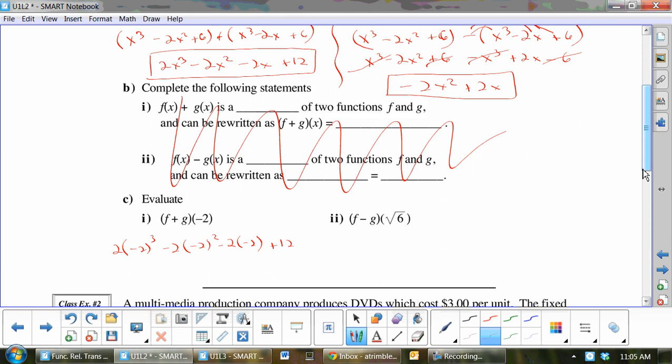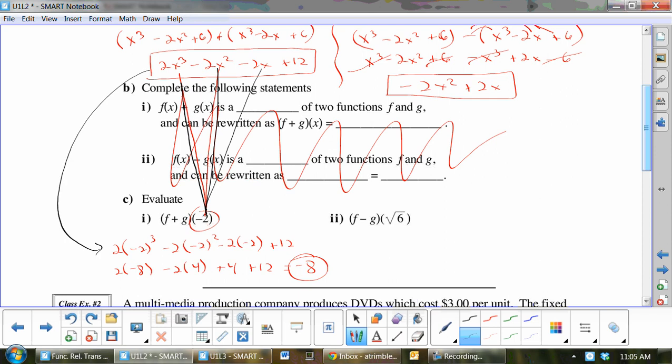That negative 2 squared, because this is supposed to be 2 times negative 8 minus 2 times, that's going to be a positive 4 minus, or that's going to be actually plus 4 plus 12. Anyway, when you add that all up, you get negative 8. Okay, so all I did was I took negative 2, I put it into here, here, I'll do this in black, put it in there, there, there, and got this.